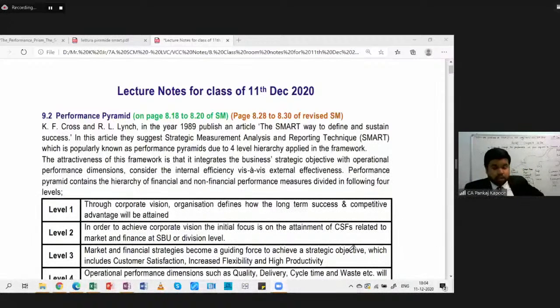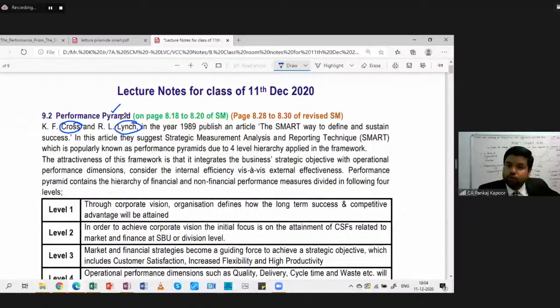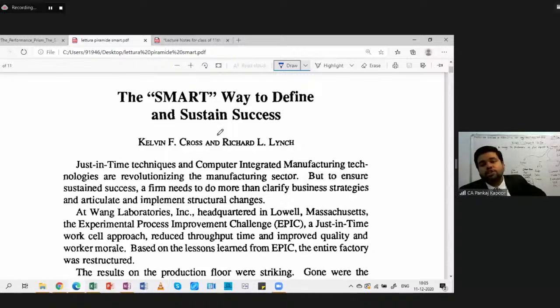Okay, friends? Prior to reading about the performance pyramid from the notes which are available in front of you, I wish to take you to the research article written by 2 gentlemen, Mr. Cross and Mr. Lynch, who gave the performance pyramid. The topic related to the performance pyramid is given on page number 8.18 to 8.20 of the old study material, page number 8.28 to 8.30 of the revised study material. But let me take you to this particular research paper.